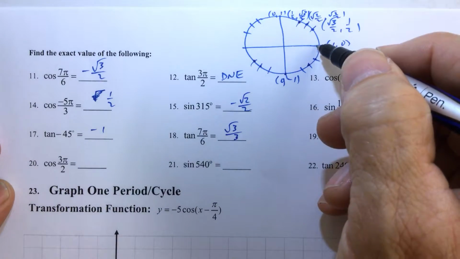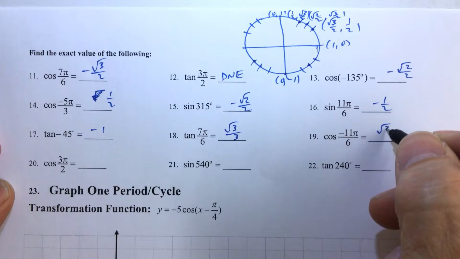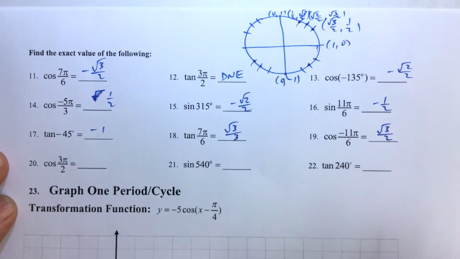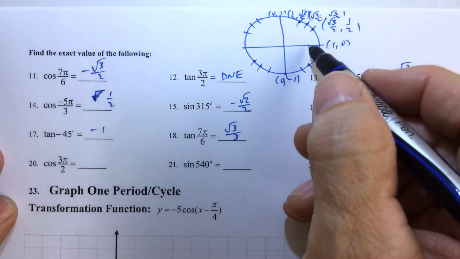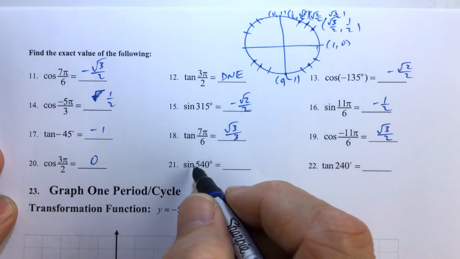Cosine of negative 11 pi over 6. You come around here and you end up right there. Cosine is going to be positive radical 3 over 2. Cosine of 3 pi over 2. That's the x coordinate at that point right there. That's 0.